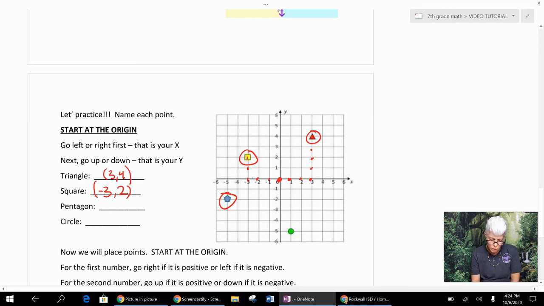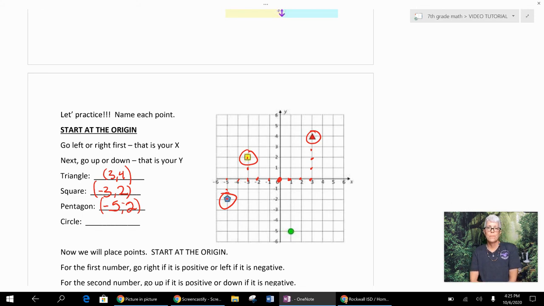I'm going to go 1, 2, 3, 4, 5. And that's a -5 because I went to the left. I'm going to go down 2. So that's a -2 because I went down. Parentheses, comma, and you can see the ordered pair is negative, negative, just like I told you that in quadrant 3, everything is negative, negative.